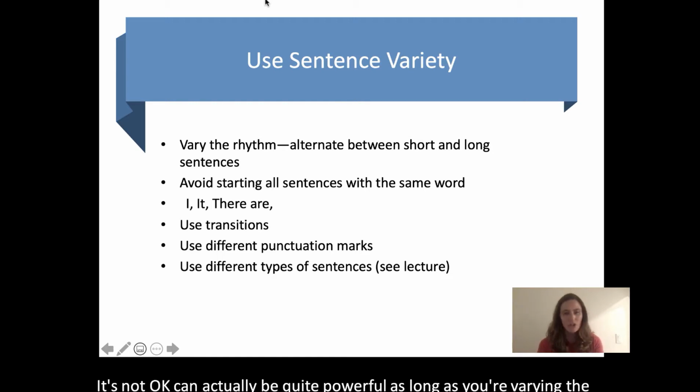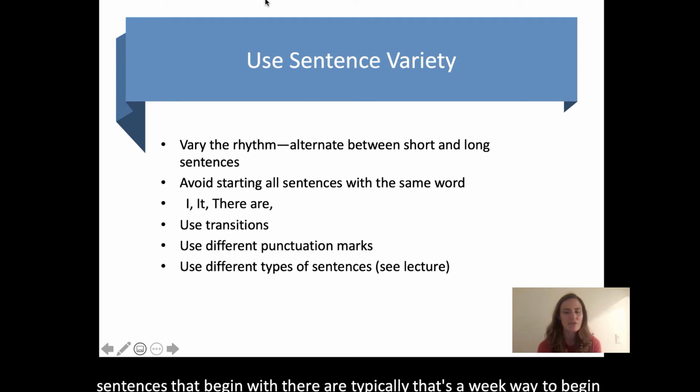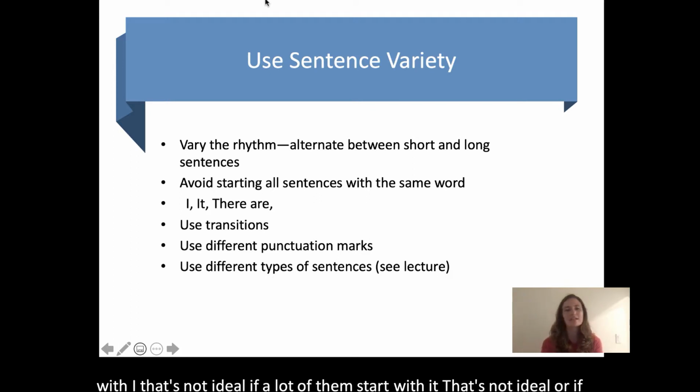Look at your paper, just eyeball your paper. Do you have a lot of sentences that begin with "there are"? Typically, that's a weak way to begin a sentence. You can rephrase it and get rid of those extra filler words. Also, do a lot of your sentences start the same way? If a lot of them start with "I," that's not ideal. If a lot of them start with "it," that's not ideal. Or if you just start the sentence with the same subject, right? You say, "the writer states," that can be really tired and redundant.